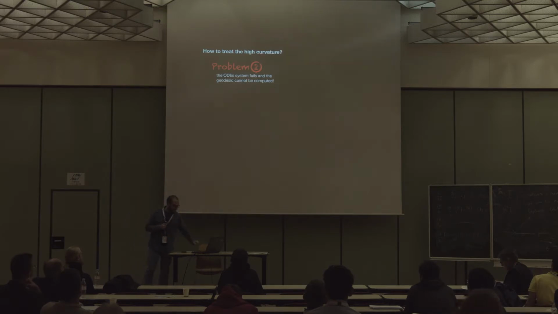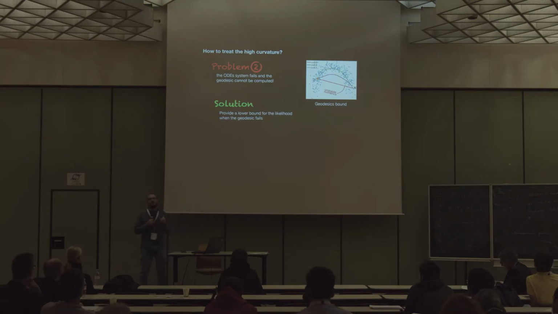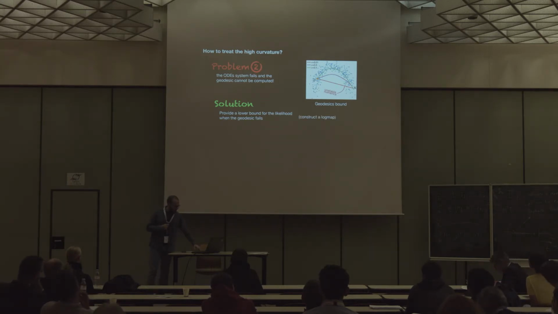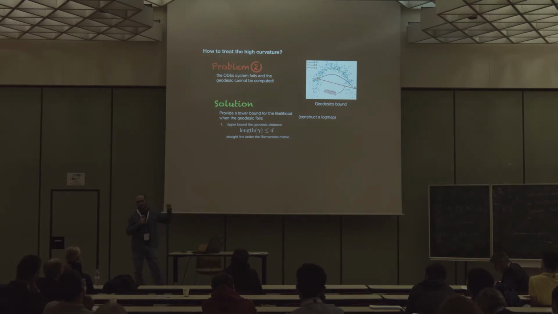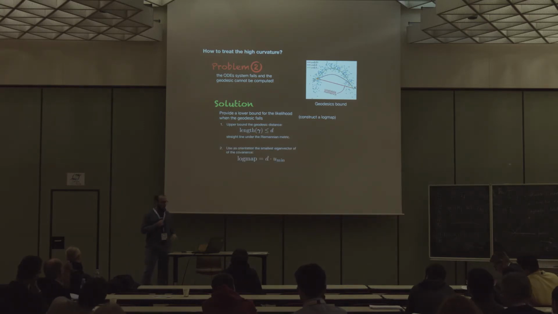The second problem, of the high curvature, basically means that we cannot have the geodesics. So if we cannot have the geodesic, we have to construct one in order to bound the likelihood, basically, for that point. Since we don't have the true geodesic, we have to bound it by constructing a log map. So we have to bound first the length, and we take for the length the straight line that connects the 2 points, and we use for the distance the underlying Riemannian distance of this straight line. And also we have to pick a direction of the log map, and we pick as a direction the one which has the minimum eigenvalue of this concentration matrix we have found.